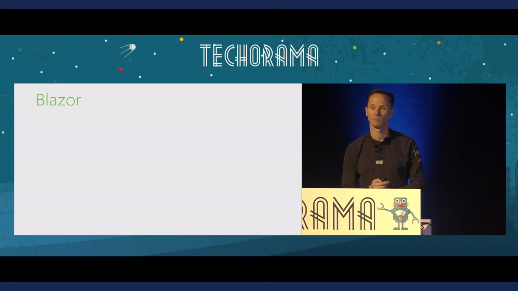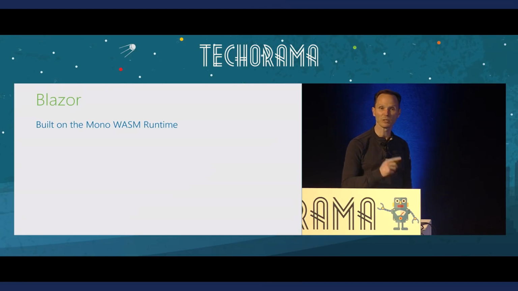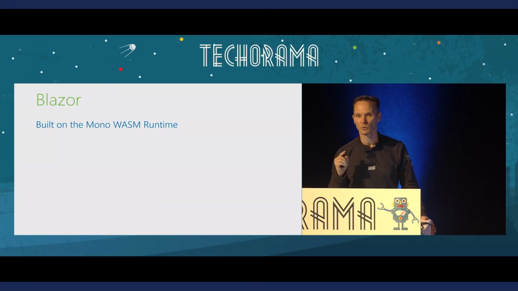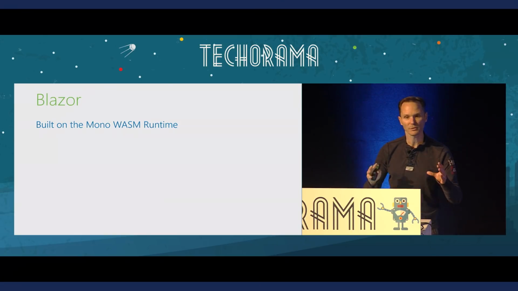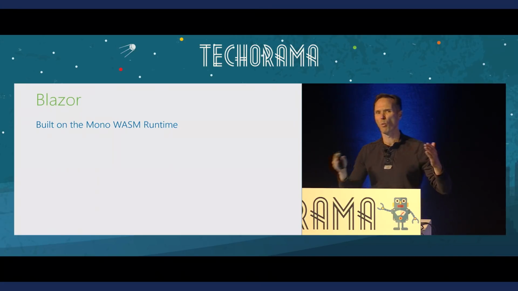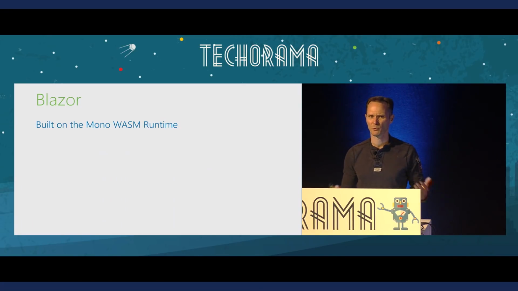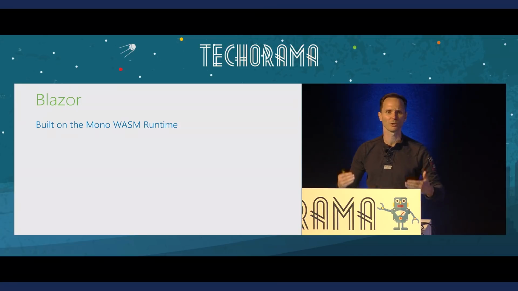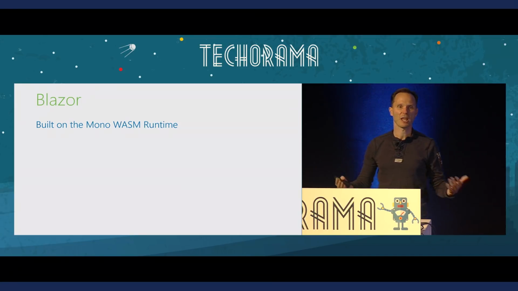Now, Blazor sits on top of this technology. It is built on the Mono WASM runtime. So Blazor is not using the .NET Core bits, it's using the Mono runtime. Why? Well, the Mono team was first, so they already have a big investment in WebAssembly, so the Blazor team decided to build on top of that. But generally speaking, it doesn't need to stay like that.